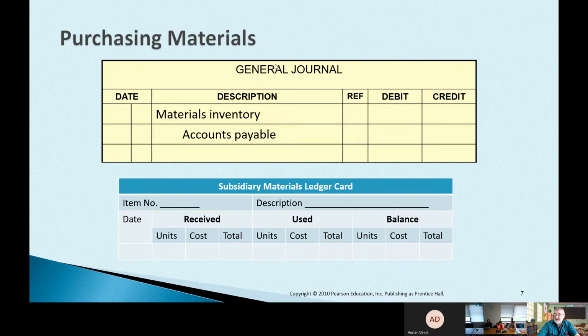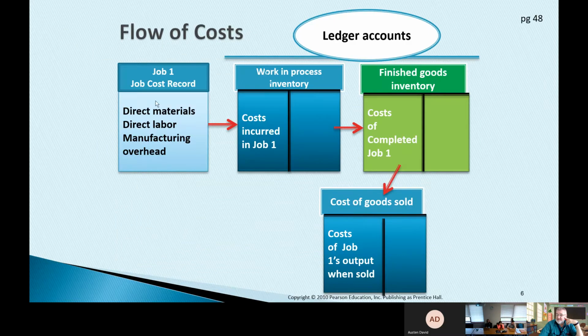Okay, now this is the general journal. This is the part that I was telling you earlier that I dislike about it. But it's something that we still have to understand. Let me show you, as we remember, we had direct materials, direct labor, and manufacturing here, and we kind of watched it as it moved through.